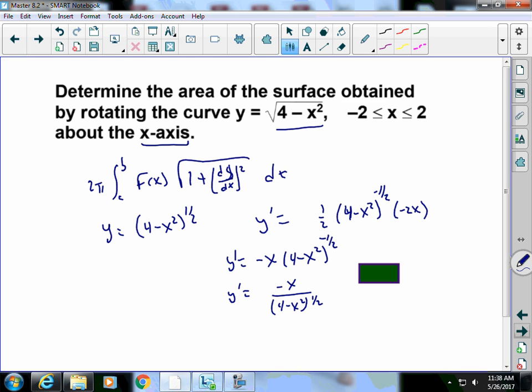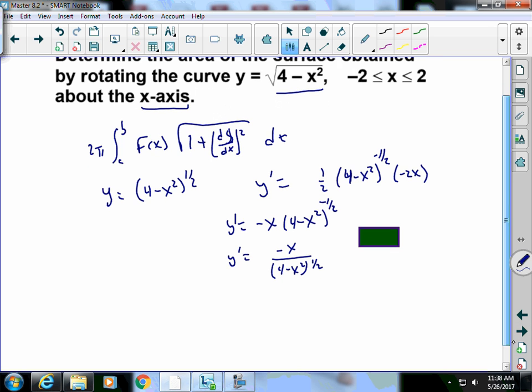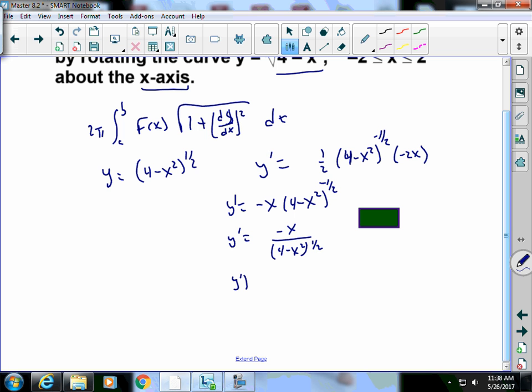All right. So we need to know what y prime squared is. Well, y prime squared, square the top, I get an x squared, it's positive. The bottom is 4 minus x squared. 1 half times 2 is just 1, so it's just 4 minus x squared. So now we have the y prime, we have this part that we needed, right?